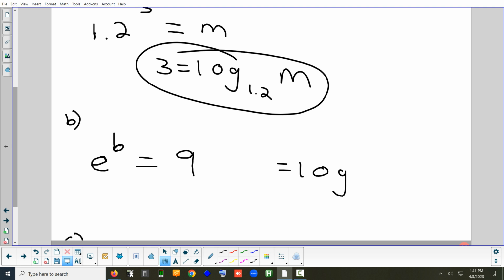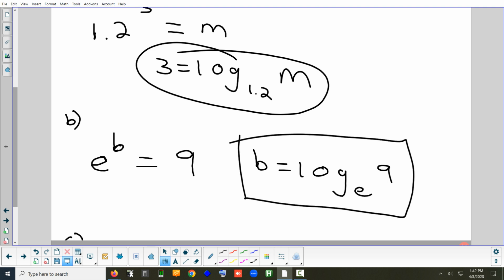Okay, now I need my base. You can do it in any order you want, but I usually do the base first. What's my base? E. E is what was lower, so we call that the base. Logarithm always equals what kind of thing? Always equals the exponent. And what was my exponent here? B. So we have B. The only thing I have left to fill in is the argument. What's my argument? 9. So it was all by itself on the right side. There you go.